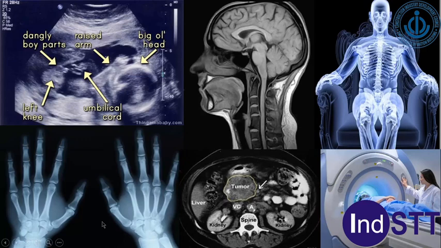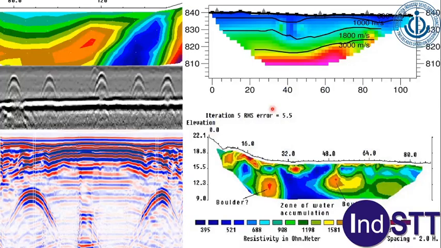Now compare these images with the images here. These are the images created using geophysics. For example, this is a shear zone in an otherwise good bedrock created using electrical resistivity imaging. These are rebars in a concrete slab created using ground penetrating radar. These are pipes buried under different layers of road created using GPR again.